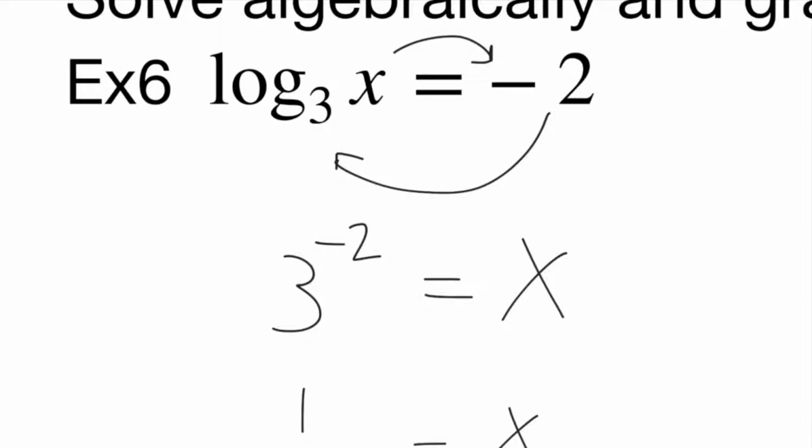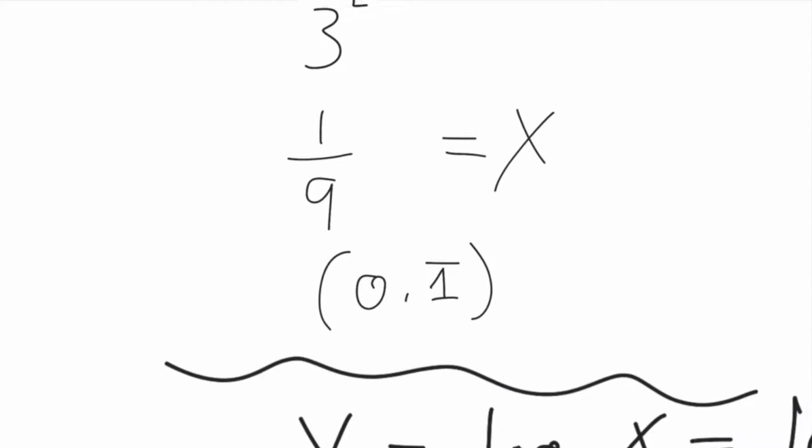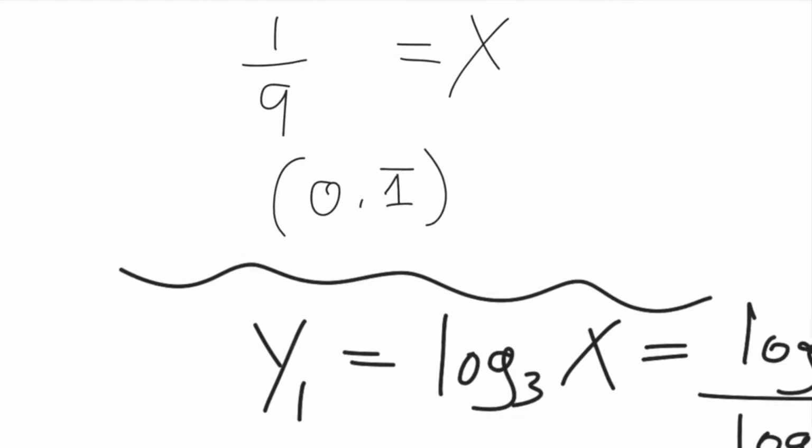So really, a log question asks, what is the exponent? Well, the exponent here is going to be negative 2, and this is base 3. The power is x here. And then you have to figure out what 3 to the negative 2 is. An exponent of negative 2 would really indicate that it's a fraction. This is 1 over 3 squared, which is equal to 1 over 9, which is 0.1 repeating.